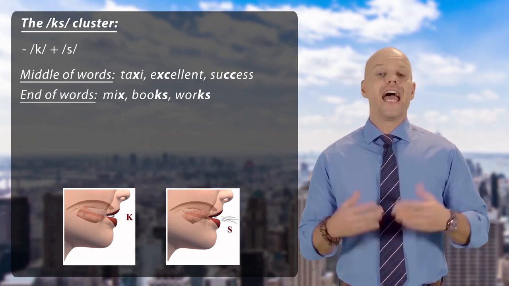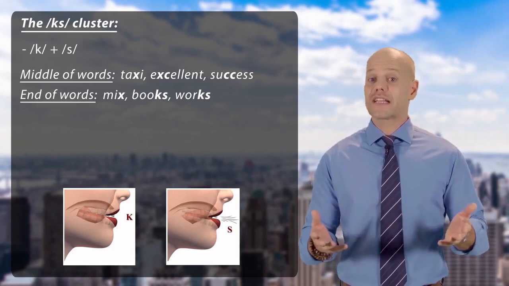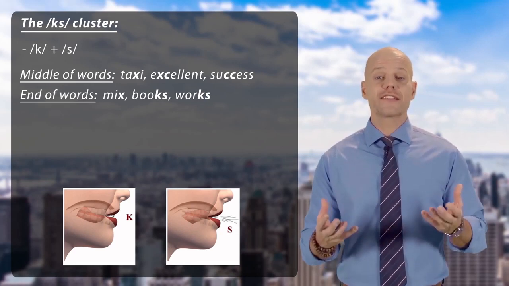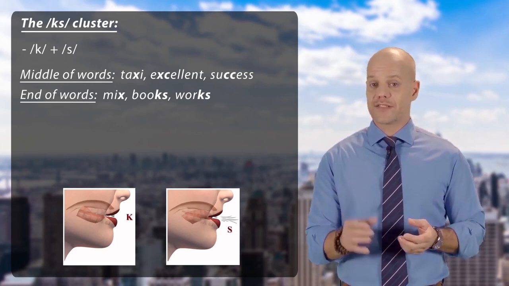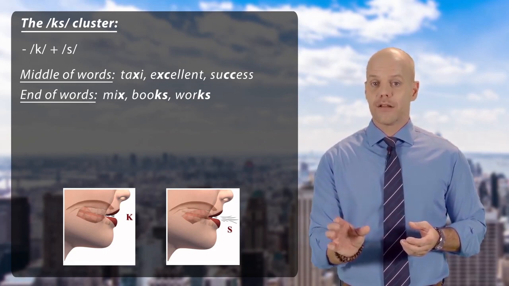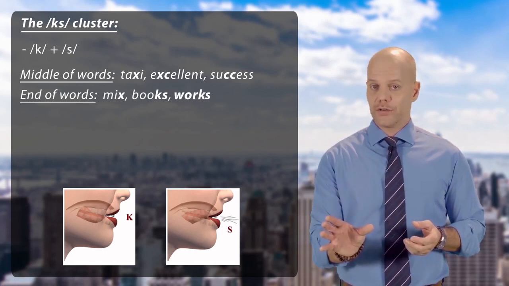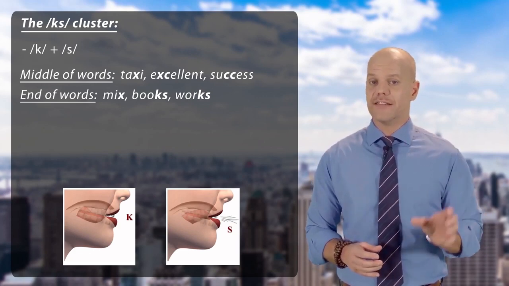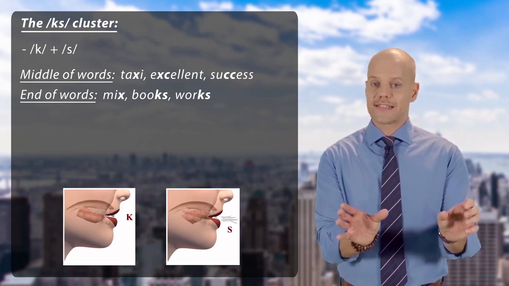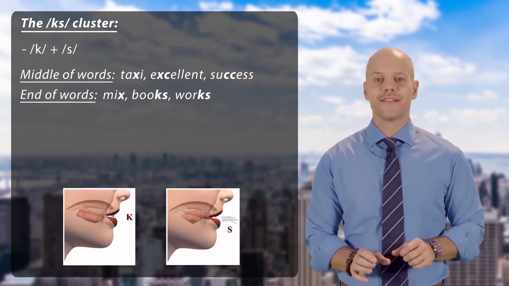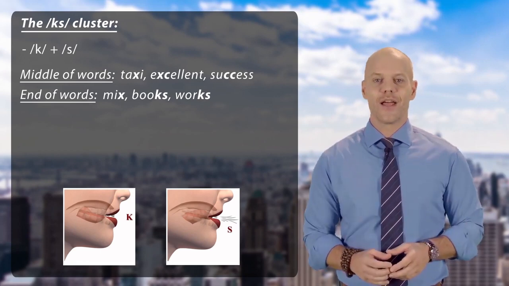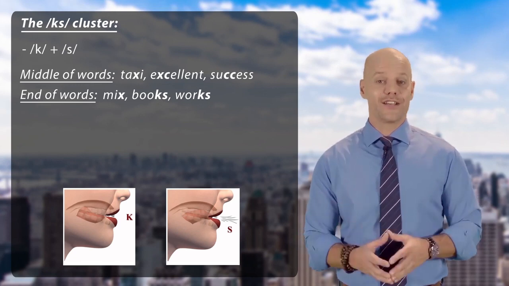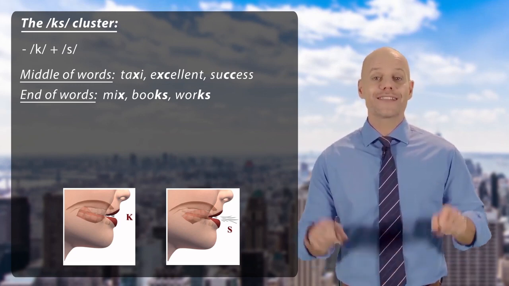If this is difficult, then divide the ks into two parts, k plus s, and first say the words with the k as the final sound. Mick, book, work. When you can say the words like this, put the s at the end. Mix, books, works. Pause this video and practice saying these words with the ks cluster accurately. Pause now.